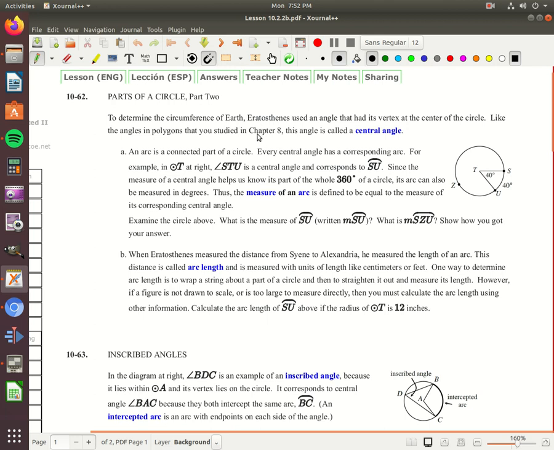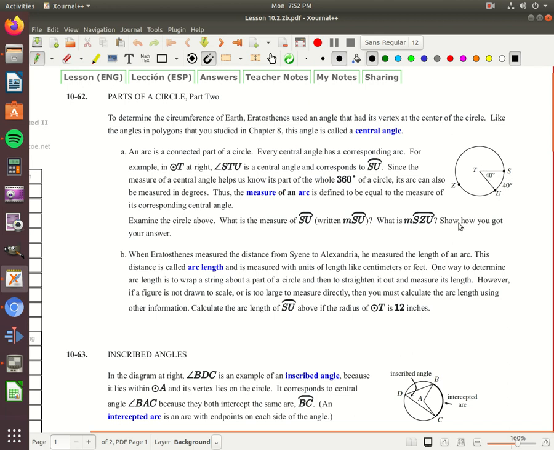To determine the circumference of Earth, Eratosthenes used an angle that had its vertex at the center of the circle. Like the angles and polygons you studied in chapter 8, this is called the central angle. So we're already familiar with the central angle. An arc is a connected part of a circle. So obviously this is the arc. So we should know what a central angle is.